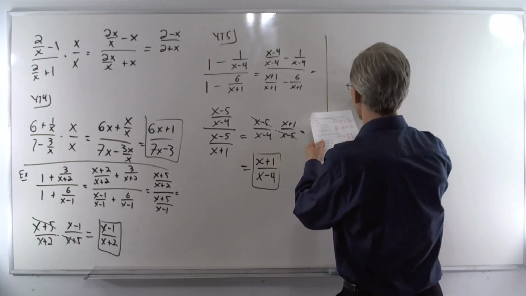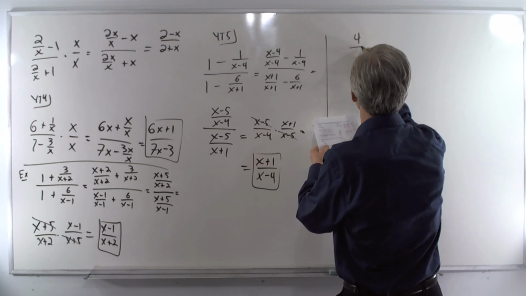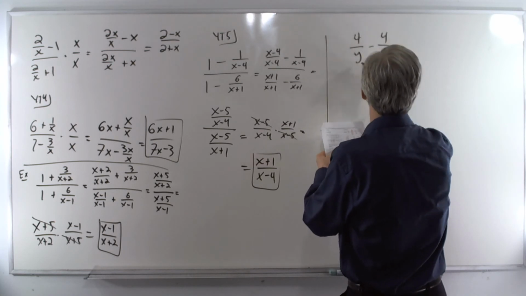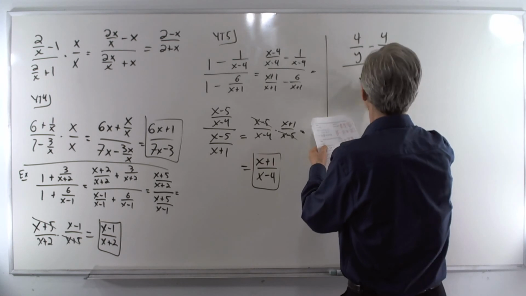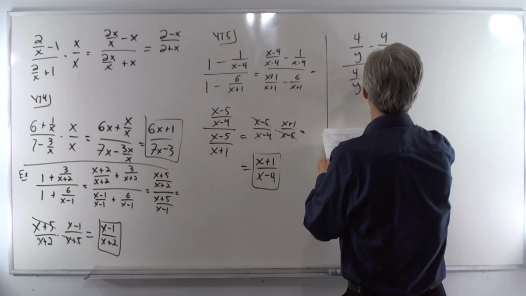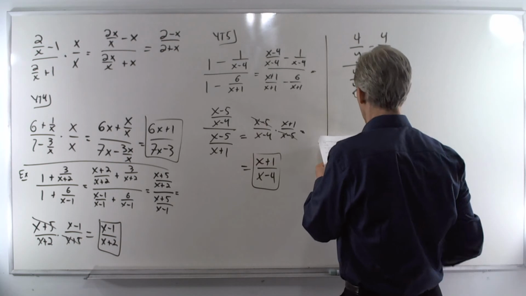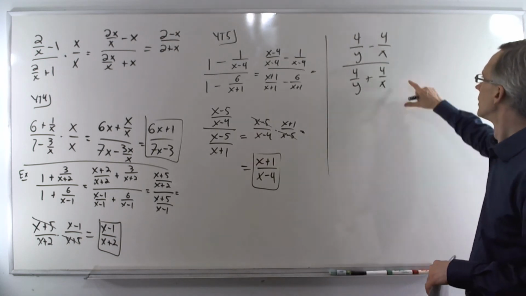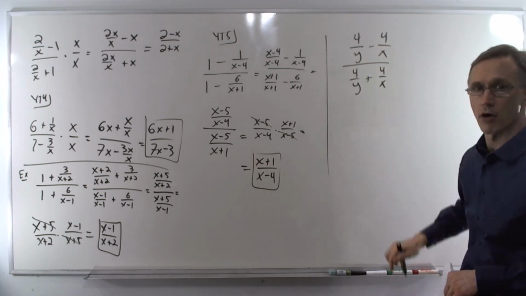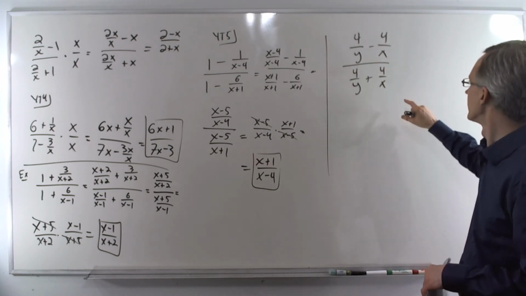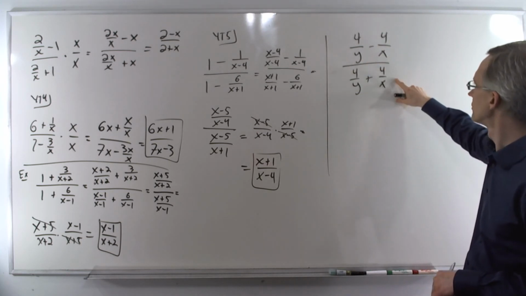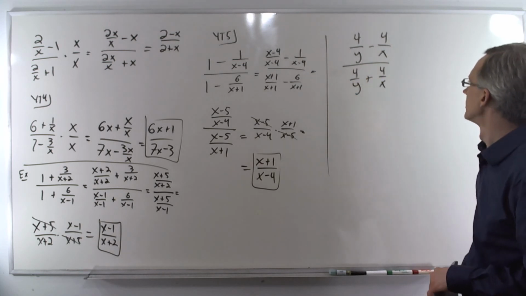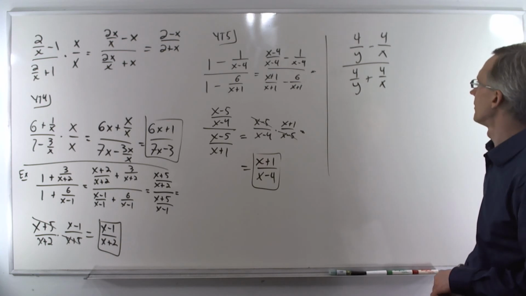Now, next example, we're going to choose between our two methods. 4 over y minus 4 over x, over 4 over y plus 4 over x. Now, in the numerators, we have all monomials. And often, it's going to be a lot easier to use method 2 if we have relatively simple denominators. So let's find the LCD of the denominators.